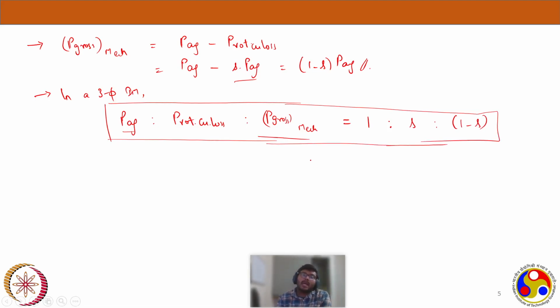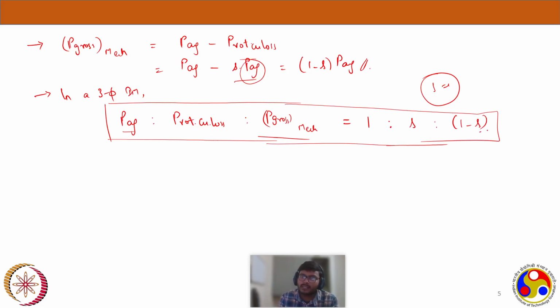So P air gap is to P rotor copper losses is to P gross mechanical is equal to 1 is to S is to 1 minus S, where S is called the slip of the machine. Now if you keep S equal to 1, your air gap power will be equal to rotor copper losses. So whatever air gap power you provide, it's a standstill condition. There is no mechanical movement. That you can also infer from here.